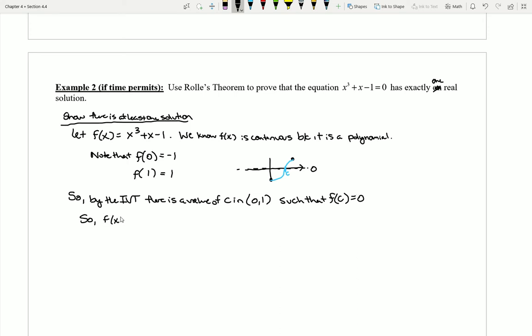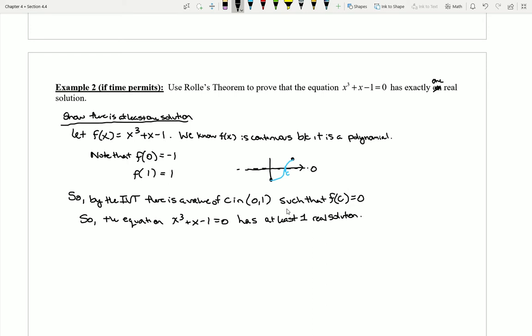So, we can then say that there is a value, right, that when I plug it into this function, I hit 0. And so what that really means is that the equation x to the third power plus x minus 1 equals 0 has at least one real solution. Notice the only thing I can guarantee is that there is a solution.